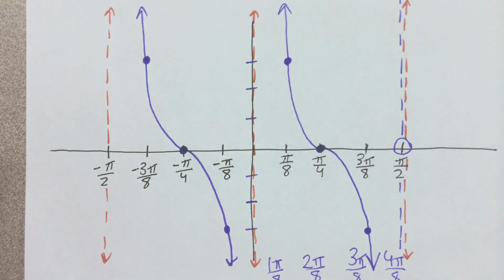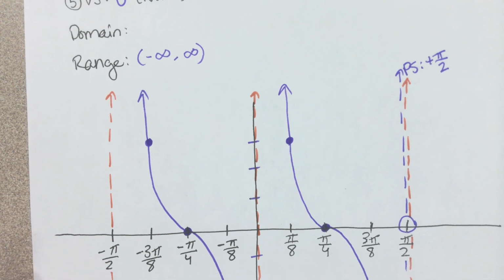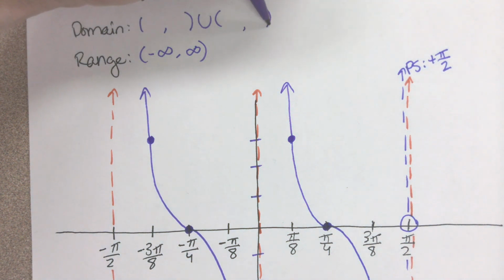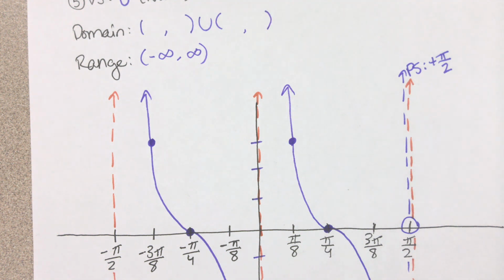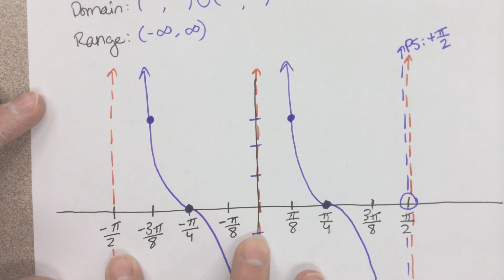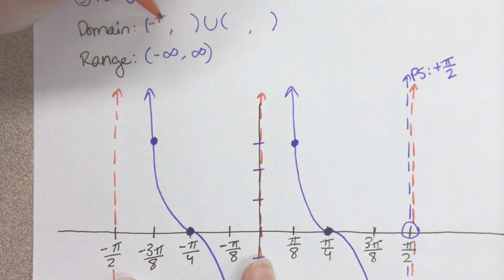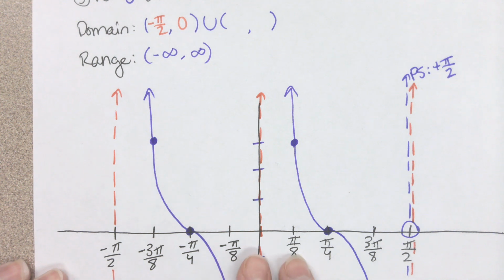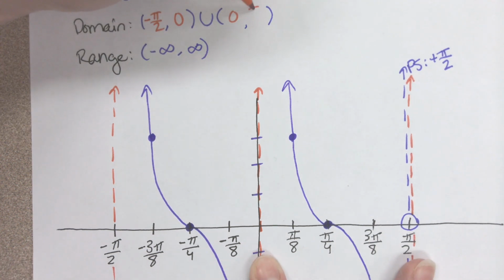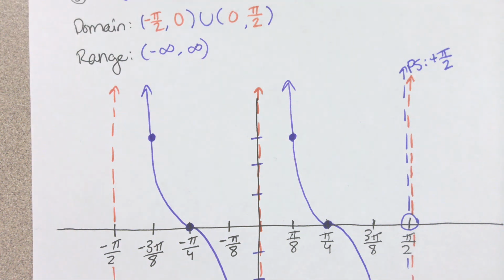This is 2 periods, so I'm good on the graph. I just need to fill in the domain. Again, the domain is asymptote to asymptote. And when we have 2 periods, we just have 2 intervals. First pair of asymptotes, we have negative pi over 2 to 0. Second pair of asymptotes, we have 0 to pi over 2. And I can stop there because that's all I have graphed, so that's all I have to write down.